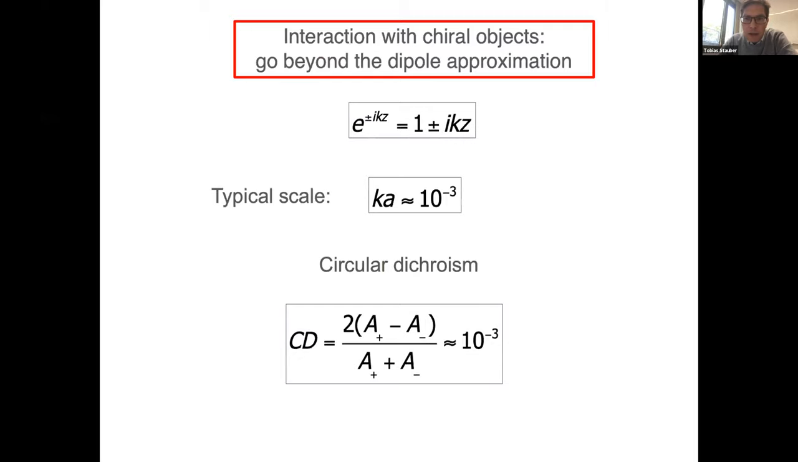again, if you want to measure the different enantiomers, you have to go beyond this dipole approximation. You have to go into the third dimension. You have to introduce this additional scale here. So the typical dimensionless quantity here is k times a, where k is the wave number and a is the dimension of the chiral molecule. And usually this is a very small number. In real setups, it's even smaller, using terahertz light or near infrared, far infrared. So the circular dichroism is related to this dimensional scale, and it's usually a small number. It's the difference between the absorption cross-section of plus and minus circularly polarized light.